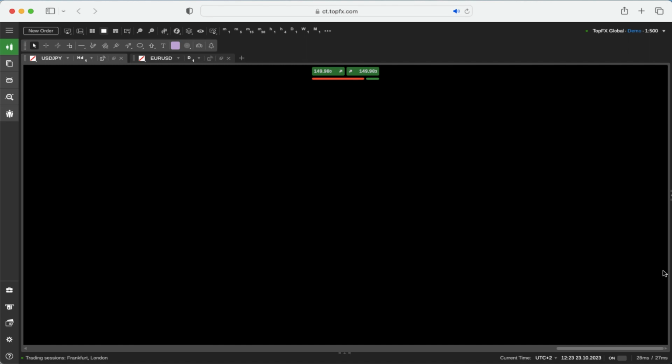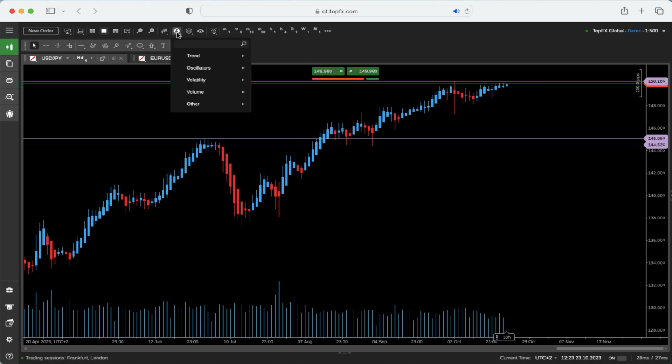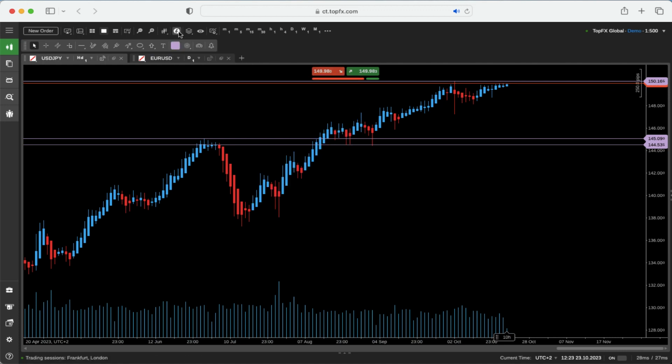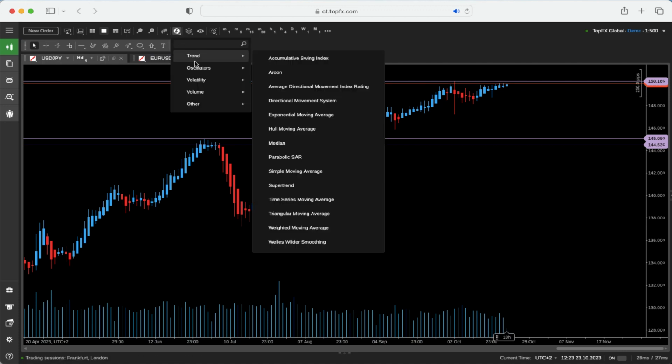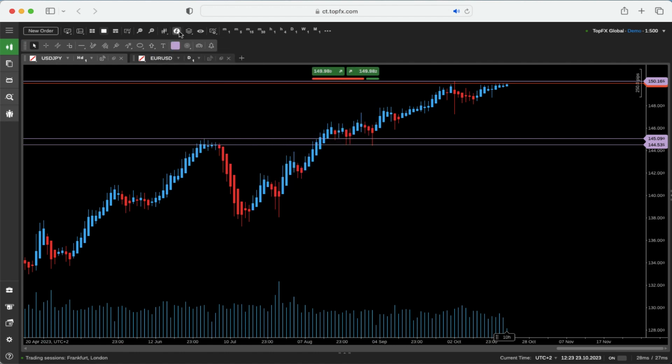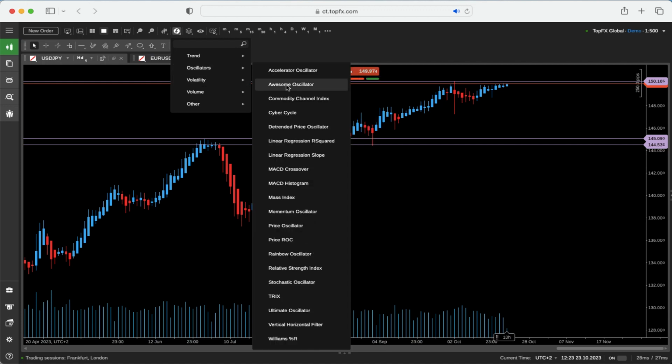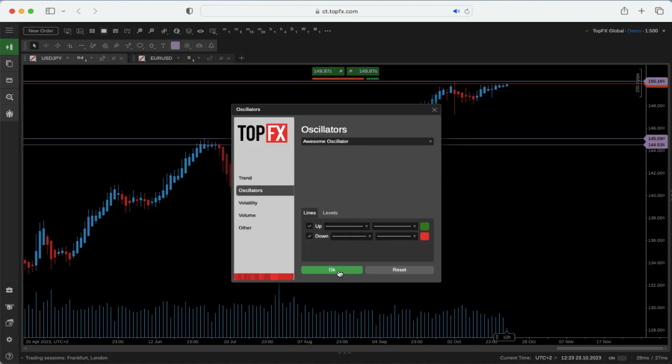One more thing that we can add is, of course, the moving average. The moving average might be a little bit tricky to apply. So let's say the trend indicators are fine, and we will do the simple moving average, weighted moving average, DMS. It's okay. Parabolic SAR is okay. Oscillators, awesome oscillator. There you go.